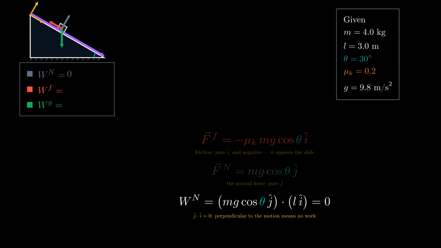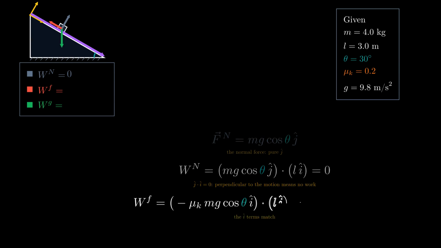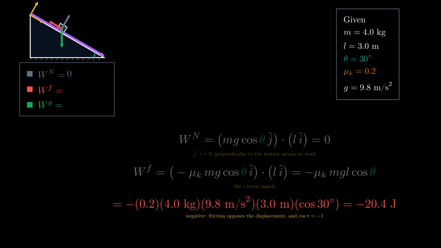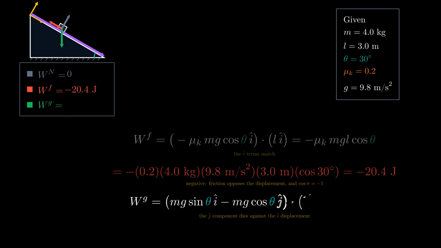Friction, minus mu sub k mg cosine theta i hat, dotted with L i hat. The i hat terms match, giving minus mu sub k mg L cosine theta. Substitute the numbers. 0.2 times 4 kilograms times 9.8 meters per second squared times 3 meters times the cosine of 30 degrees, negative 20.4 joules. Negative, as friction's work must be. Friction points opposite the displacement. The angle between them is pi, and the cosine of pi is negative 1.